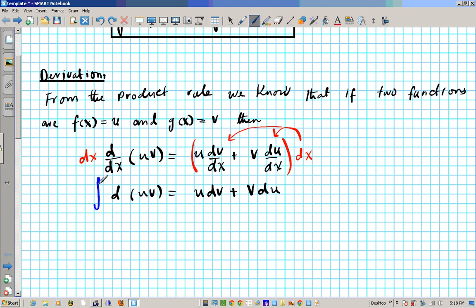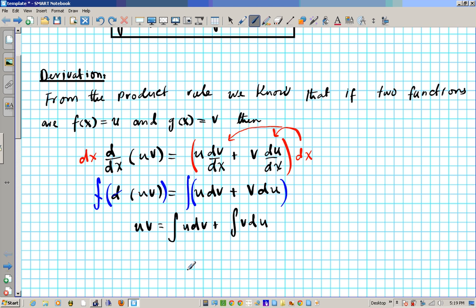So if I take the antiderivative of this piece right here, and then the antiderivative of this entire piece, what's going to happen on the left side is that the antiderivative and the derivative are inverse operations, so they basically cancel each other out. And on the right side, you're going to be left with uv, and on the right side, the antiderivative gets distributed to both terms, right? Term by term integration, as you've heard before. So it's going to be the antiderivative of u dv plus the antiderivative of v du.